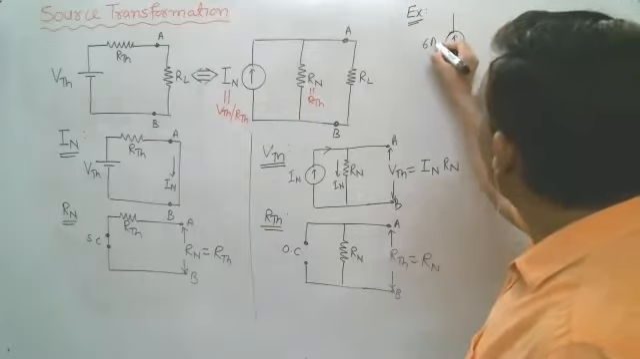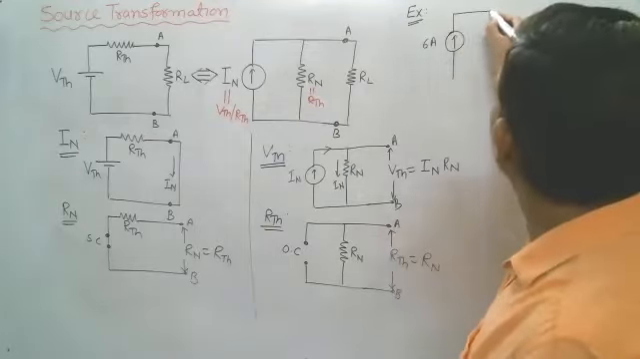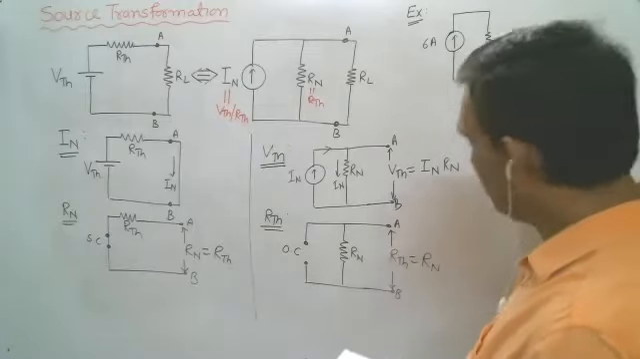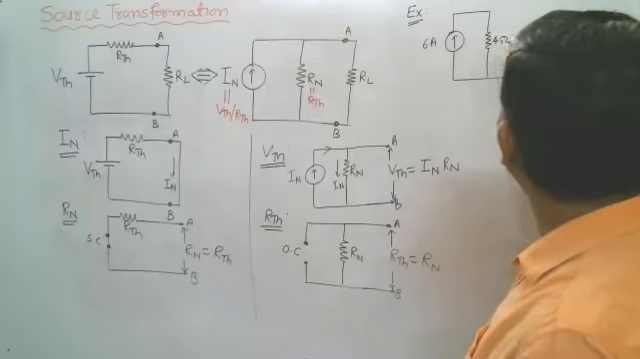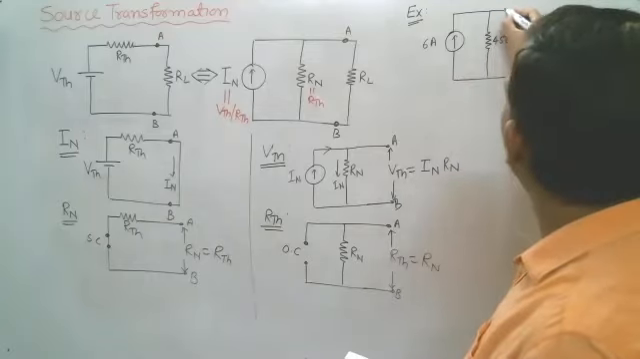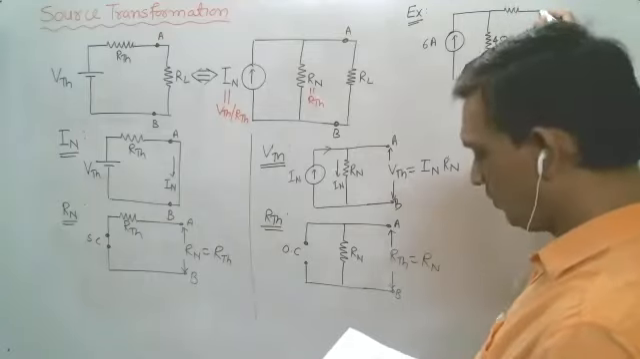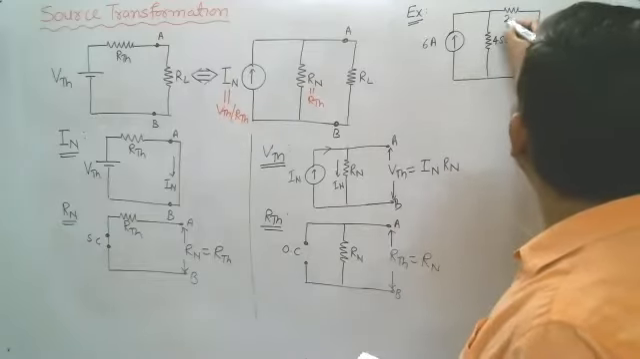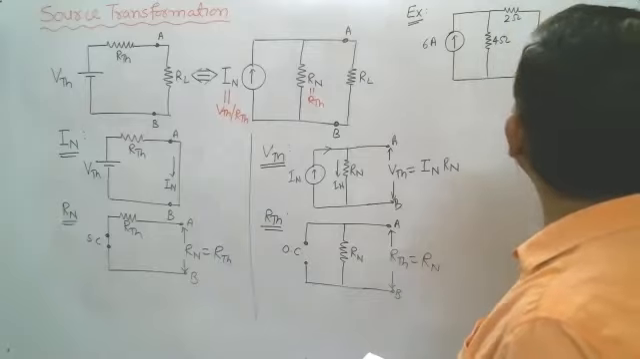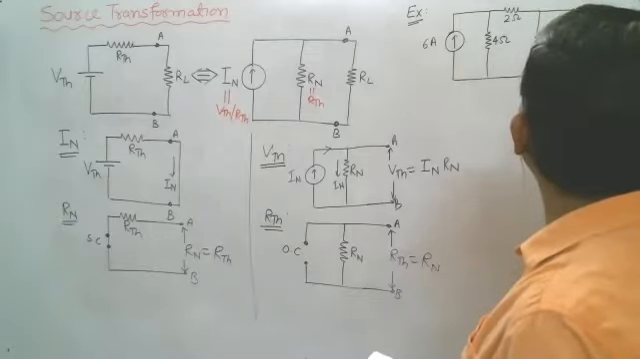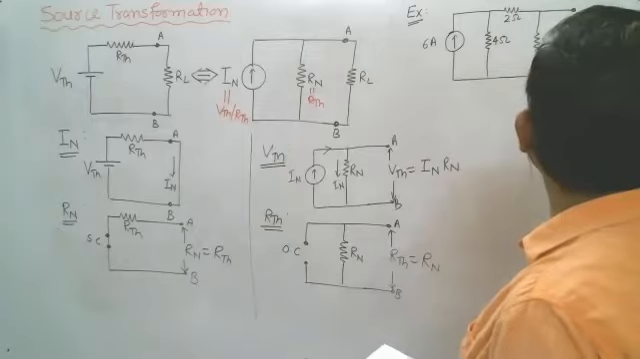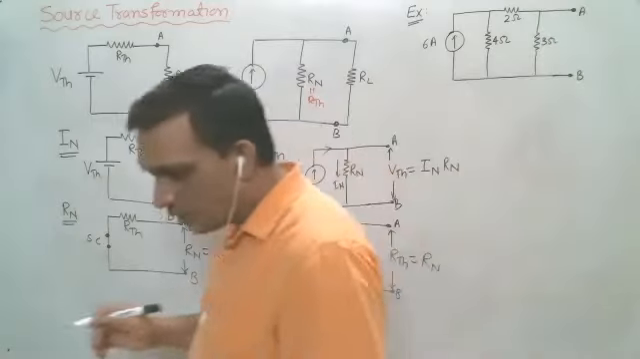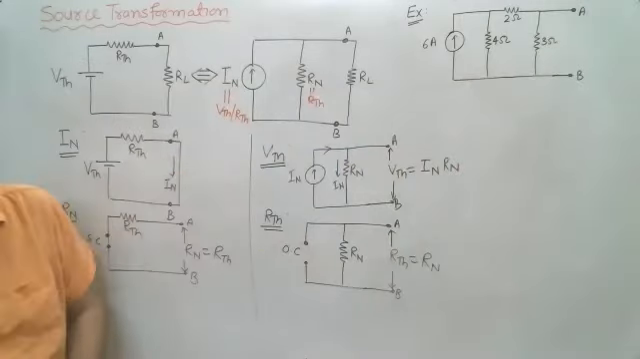This is 6 ampere. This will be 4 ohm. This is 2 ohm. And this is 3 ohm. This is 2 ohm and this is 3 ohm. This point is A and B. Now draw Thevenin's equivalent and Norton's equivalent across point AB.